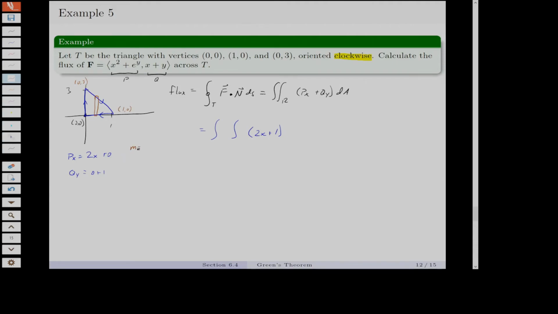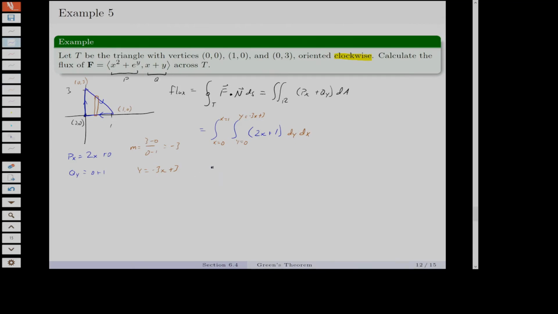So the slope of that line is the change in y over the change in x, which is -3. And I can see the intercept is (0, 3), so I can just write y equals -3x plus 3. So my y values are going to go from 0 to -3x plus 3, and my x values are going from 0 to 1. So I'm integrating dy dx.